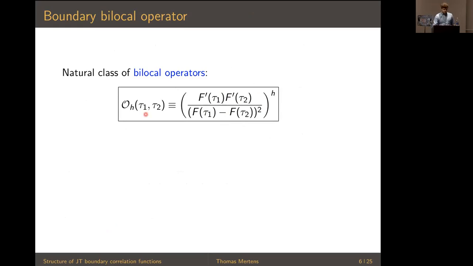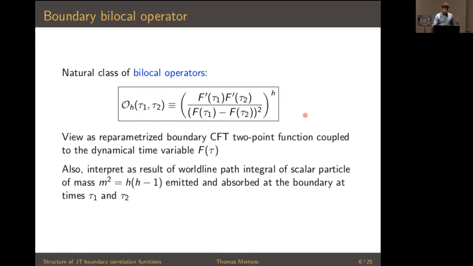So these operators are parameterized by that number h. Now, where does this come from? Well, first of all, you can view this as a reparameterized boundary CFT two-point function, reparameterized by the function f of tau. And by doing that, it is coupled to the dynamical time variable f of tau itself.